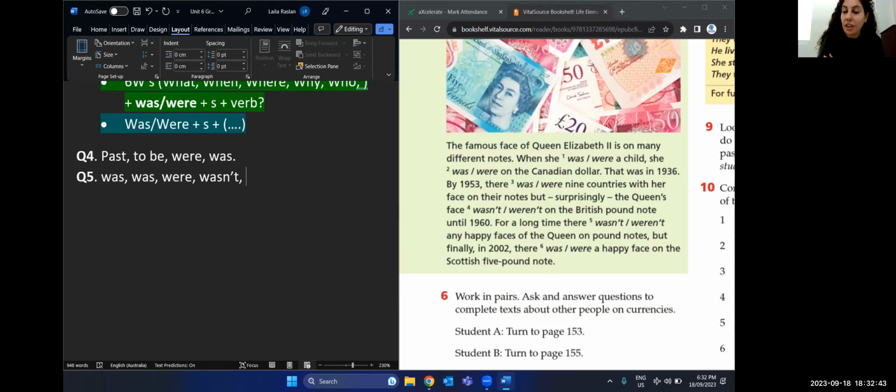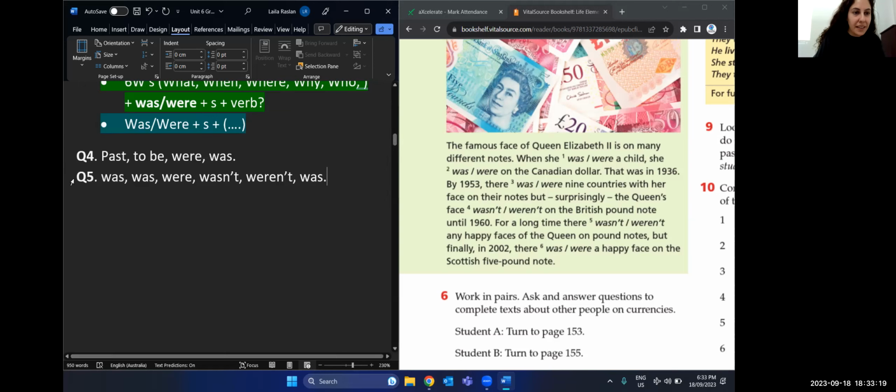For a long time, there wasn't. What? There weren't. Sorry, it's plural. There weren't. I'm just testing you guys to see if you've got it right. There weren't any happy faces of the Queen on pound notes. But finally, in 2002, there was, because it's singular, there was a happy face on a Scottish £5 note.